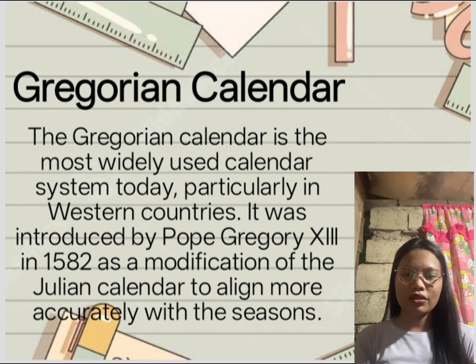It was introduced by Pope Gregory XIII in 1582 as a modification of the Julian calendar to align more accurately with the seasons. It was designed to improve the Julian calendar, which had become slightly out of sync with the seasons. It changed the way leap years were calculated to create a more accurate average year length.